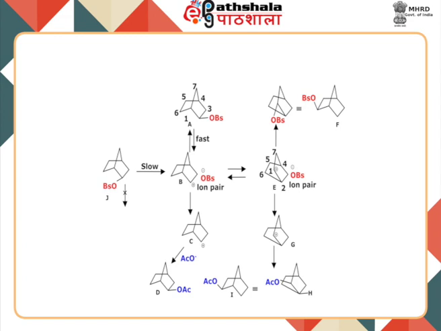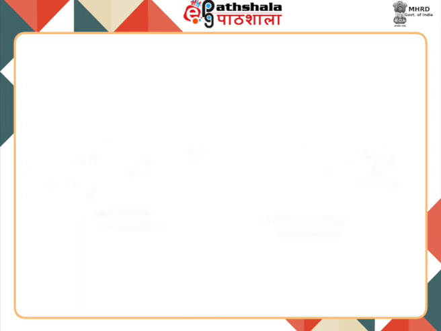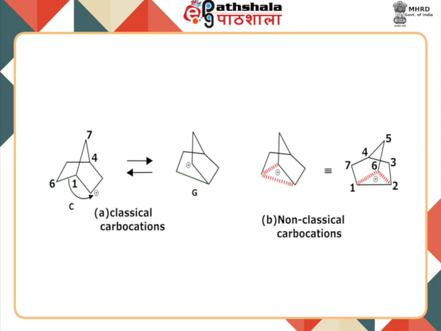There are two proposals to represent the intermediate carbocations, that is two rapidly equilibrating carbocations as shown here as C and G, or it can be sigma bridged non-classical Norbornyl cation. So, you can see that C and G, these are the classical carbocations you can represent, but if we take them in this form where it is as the sigma bridged, then these are the non-classical carbocation representation.